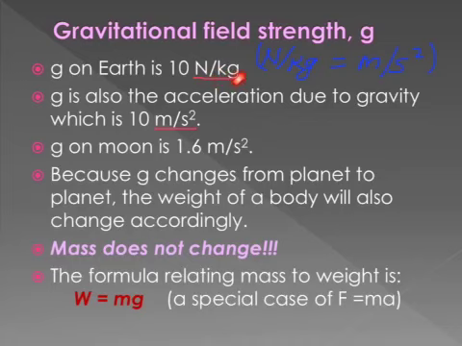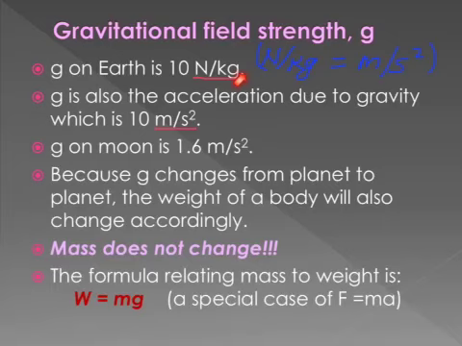g is also the acceleration due to gravity, which is 10 meters per second squared. This is the one you're more familiar with, and this is a new concept for you, but these two are the same. So a Newton per kg is equal to a meter per second squared. g on the moon is 1.6 meters per second squared, or 1.6 Newton per kg.